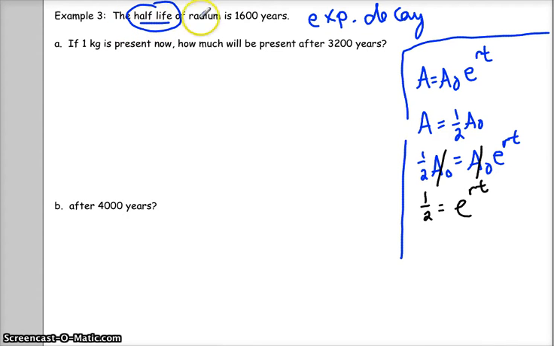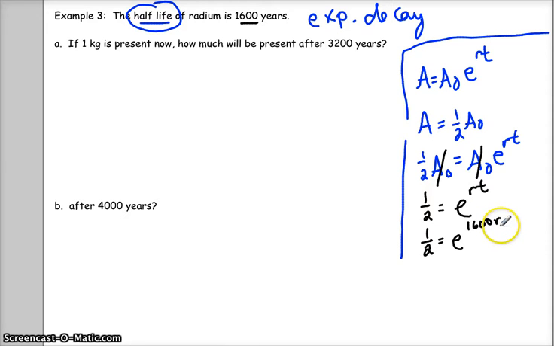Let's look back at the initial example. It says the half-life of radium is 1,600 years. So I know that my time in my model is equal to 1,600 years. So I have 1/2 equals e to the 1,600 times r power. And you may be using k. Remember, k is our rate also.